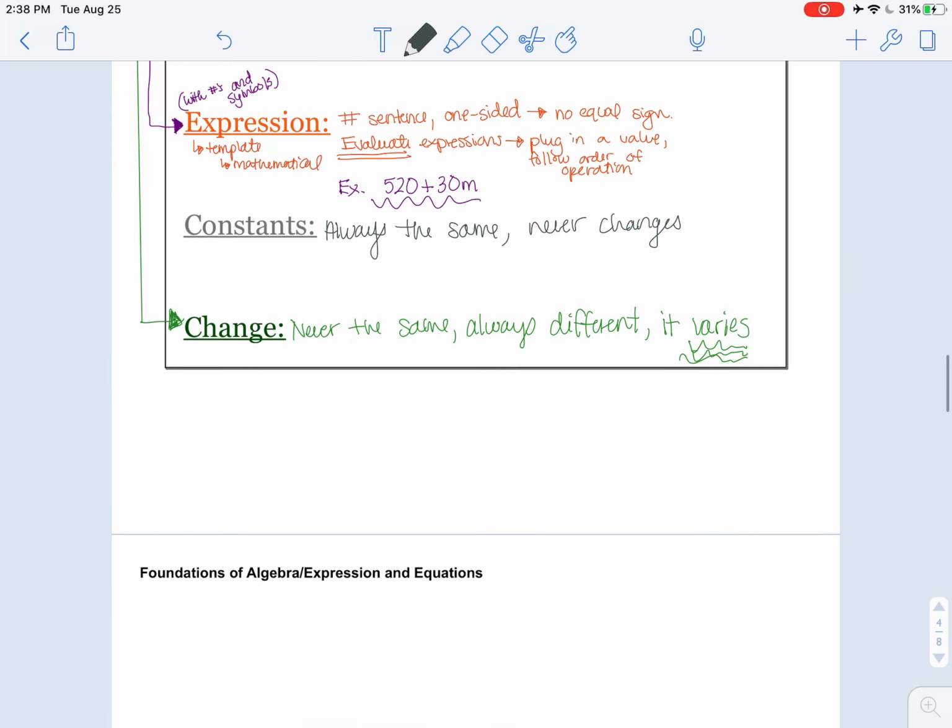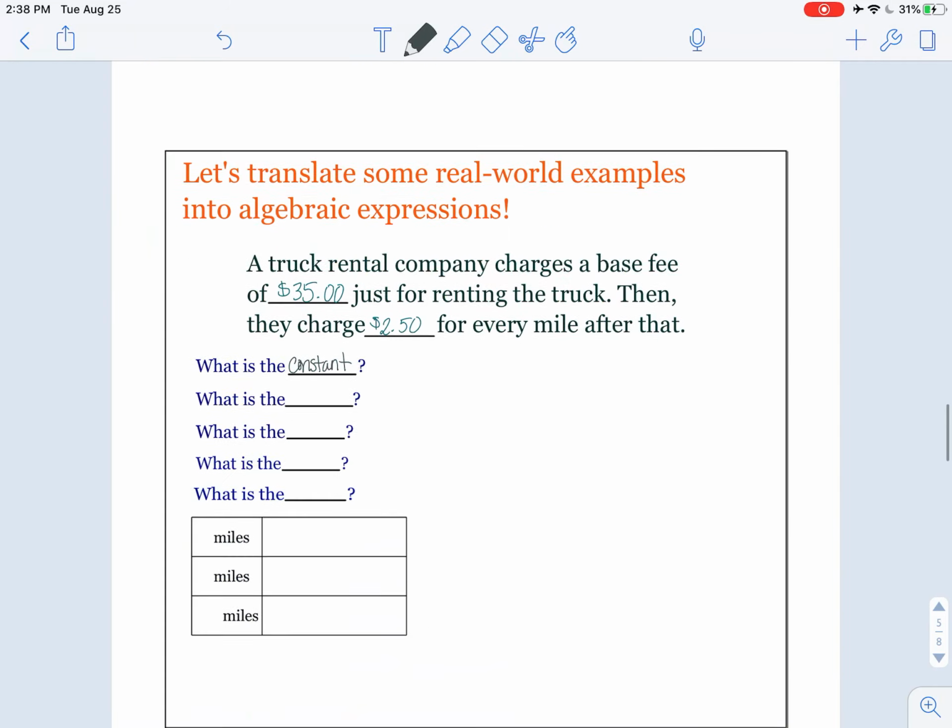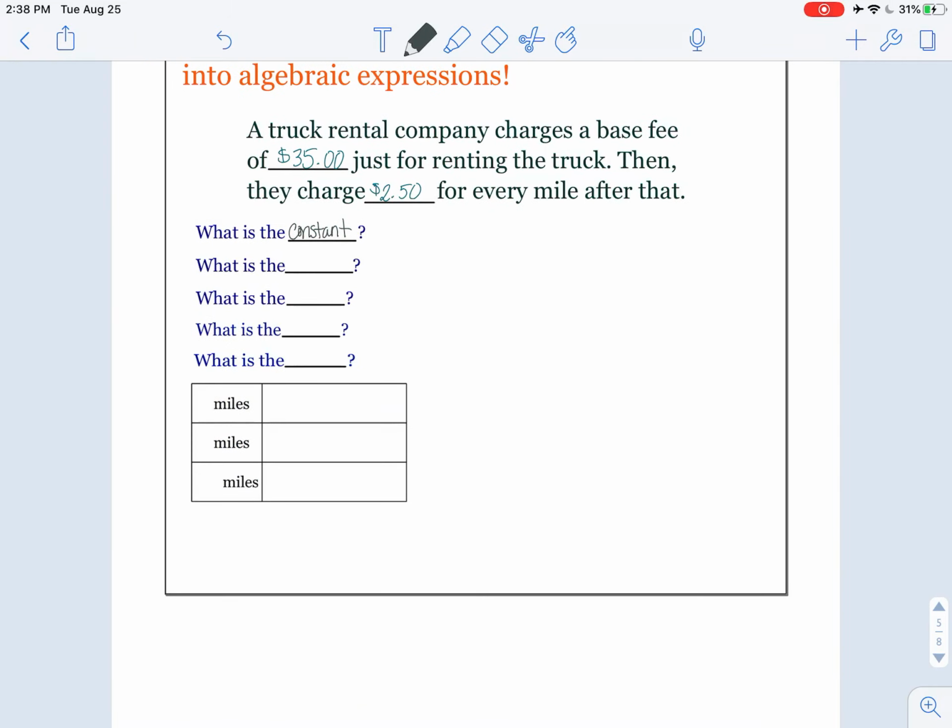Based on here, we said the constant is something that's always the same, never changes. It's going to happen regardless. And in this case, it's the $35, okay? And that's because you're always going to be paying $35, regardless of how much you use the truck. Even if you don't drive the truck, you just use it to store something for an hour, you pay $35. So this is always going to be the same.